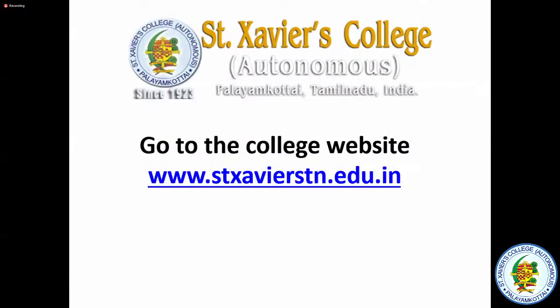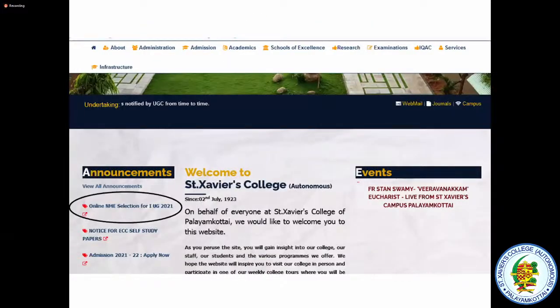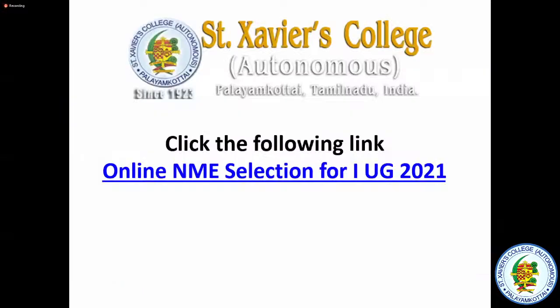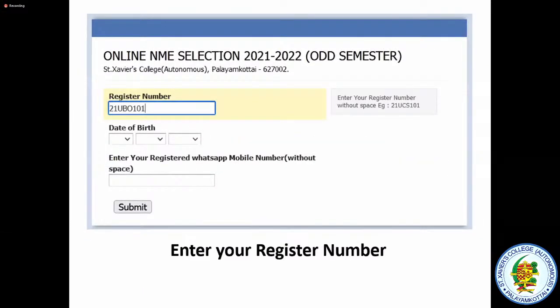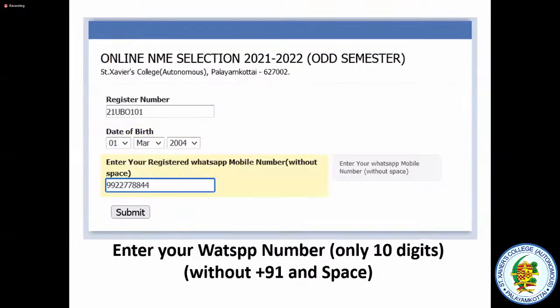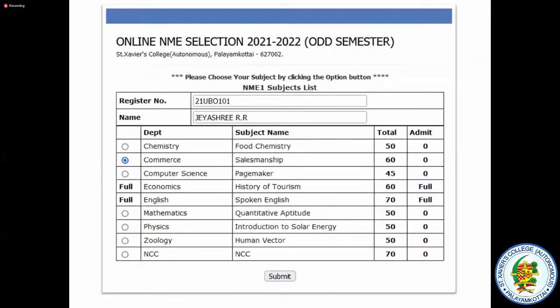So go to the college website and there will be a link called online NME selection for first UG 2021. Click that link. You see a page like this. Give your register number, give your date of birth, enter your registered WhatsApp mobile number without space and without plus 91 and all these things. Please enter only 10 digits and then your subject list will be displayed. What are the departments available, what are the subjects available are displayed. Choose any one of the departments and then submit.